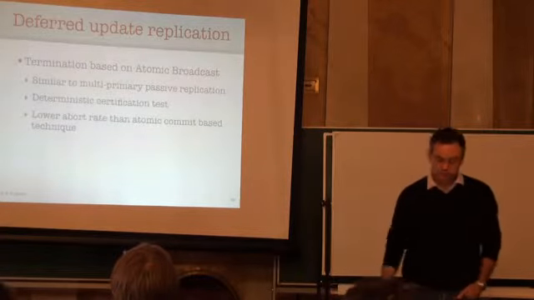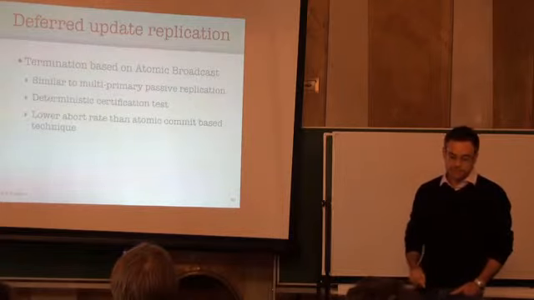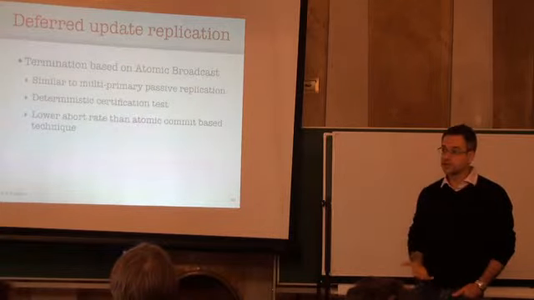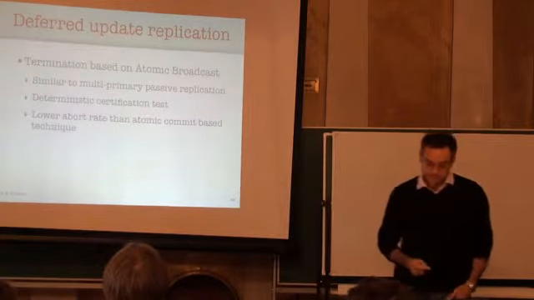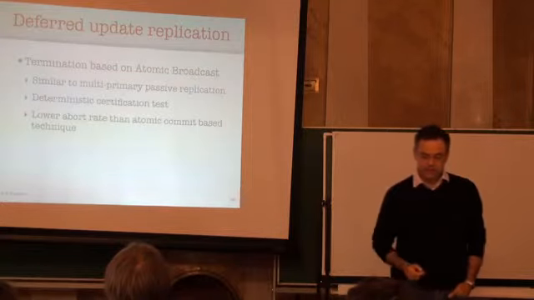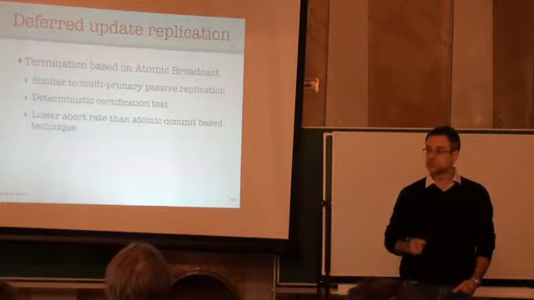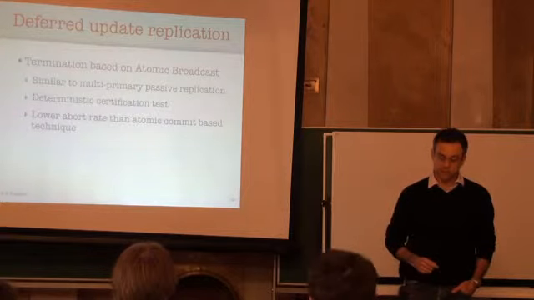Okay, so let me tell you what's inside this cloud, and maybe not so surprisingly, I'm going to start by placing an atomic broadcast inside the cloud. This is very similar to multi-primary passive replication. I require a deterministic certification test. I must be able to tell deterministically whether transactions passed the certification test or not.